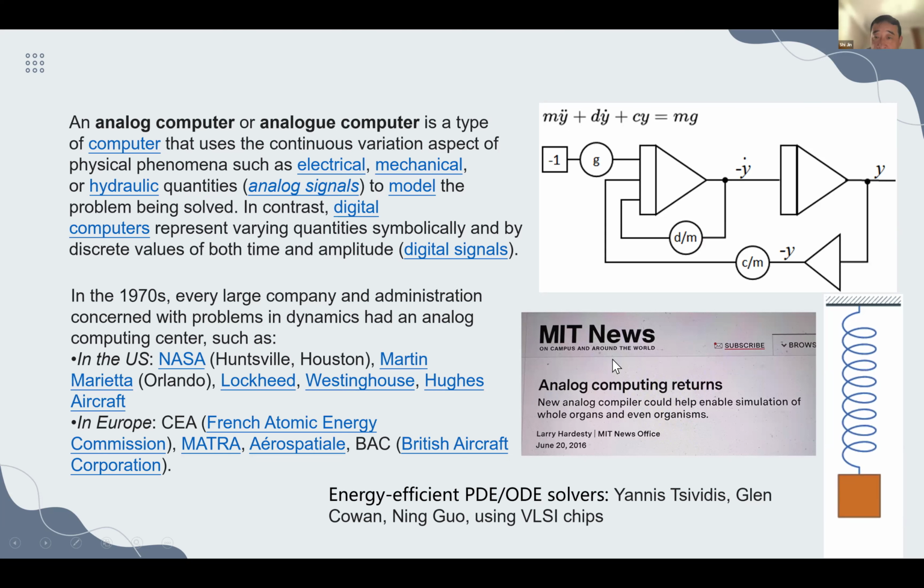For example, this is MIT News, which says that analog computing returns because general purpose classical computers are not energy efficient. For example, if you want to do ChatGPT, AI, you need a lot of GPUs, a lot of energy, a lot of electricity to support it, right? So the classical analog computer has become quite active again. And people are interested in designing so-called energy efficient PDE solvers. These are the groups from Cornell, Columbia, and so on. So this is the direction we are pushing on.